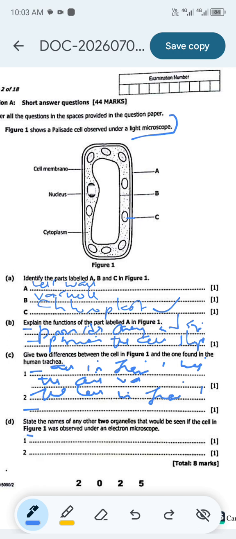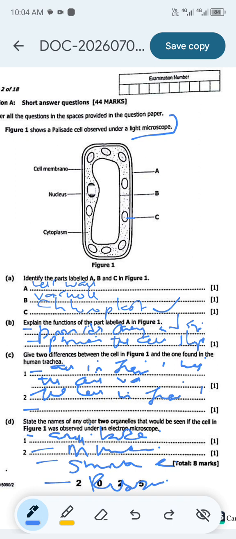Among these organelles, we have the Golgi bodies, or Golgi apparatus. Apart from the Golgi apparatus, we also have mitochondria. Apart from mitochondria, we have smooth endoplasmic reticulum, which can also be viewed under the electron microscope. Apart from that, we also have ribosomes, which can also be viewed under the electron microscope. But this question requires only 2 organelles, so you can choose among these 4 that I've given you.